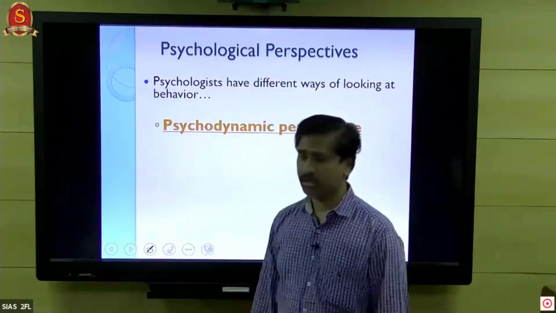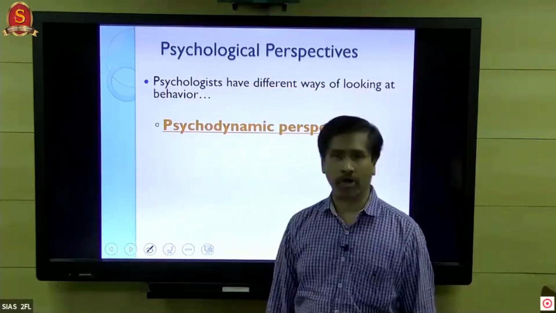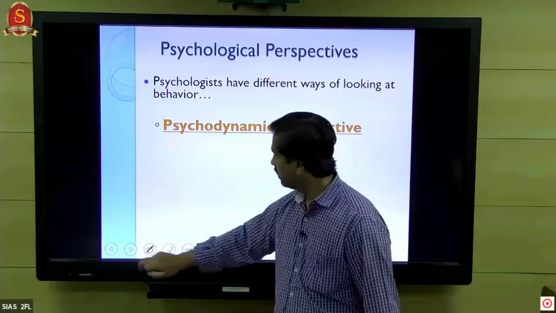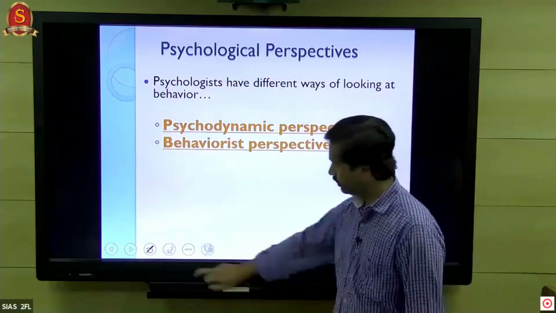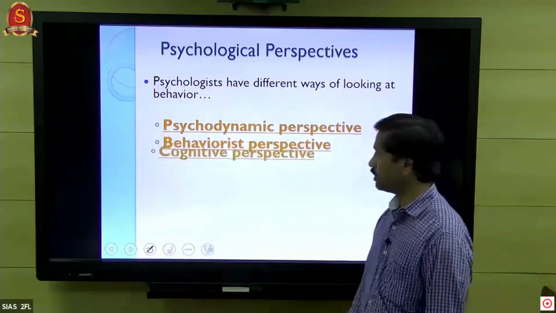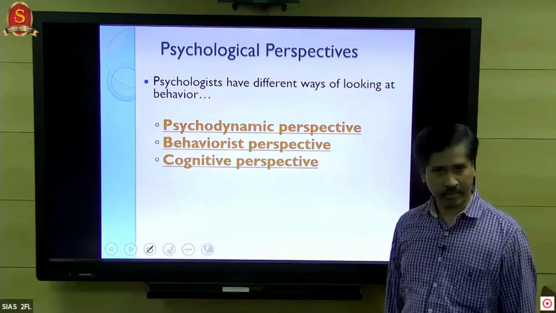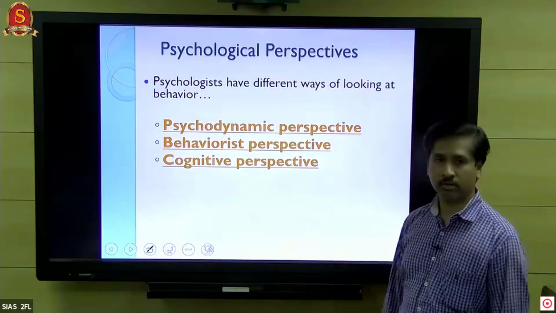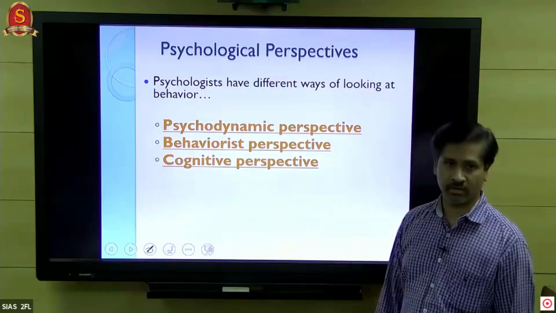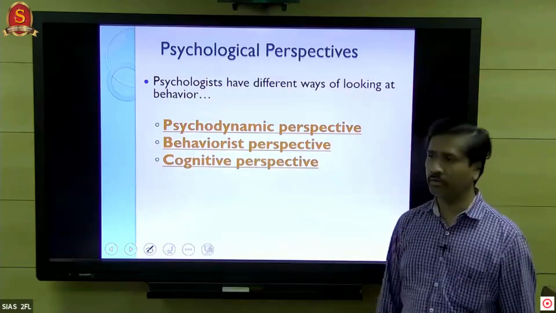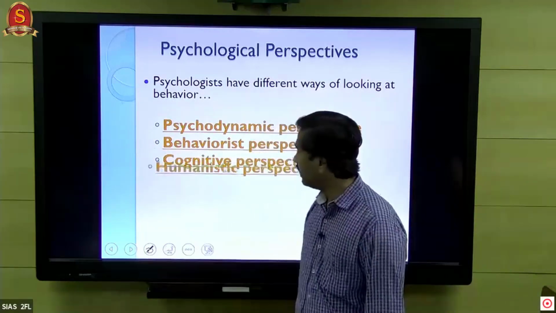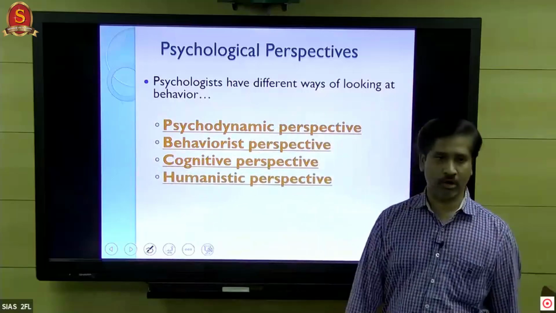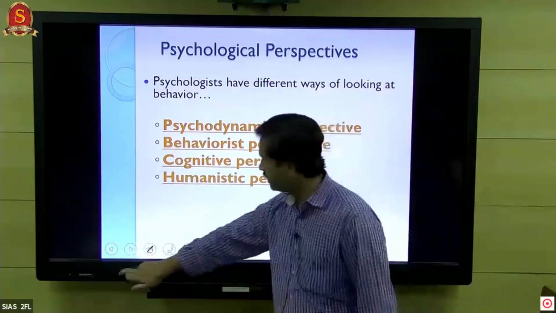The first is the psychodynamic perspective, which is our famous Sigmund Freud's perspective. The second is the behavioral perspective, which is Skinner's perspective. The third one is the cognitive perspective. This is what is dominating today like anything. Even the American Psychiatric Association, the American Psychological Association, and the Indian Psychological Association today are vouching for this cognitive perspective, which is more dominating. Then the humanistic perspective, which is Carl Rogers.